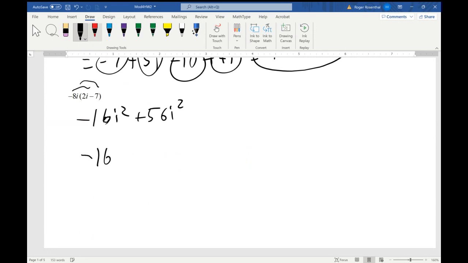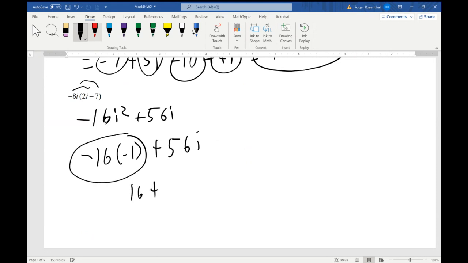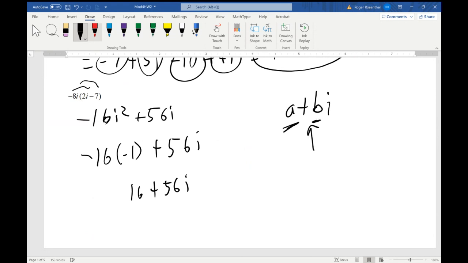This is negative 16. Remember, i squared is negative 1. So that's negative 1 plus, oh, sorry, mistake here. This is 56i, not 56i squared, 56i. So plus 56i. This product is positive 16. And now we're done. Why weren't we done before? Because the answer has to be in standard form, and standard form is a number plus a number times i. No i squareds, just i. So that's our final answer.